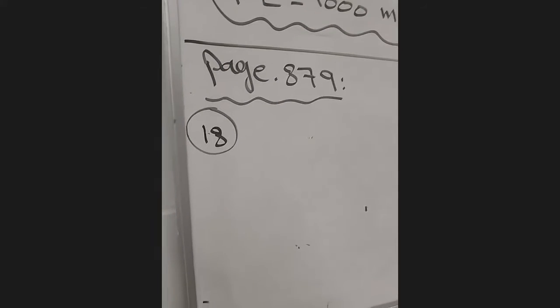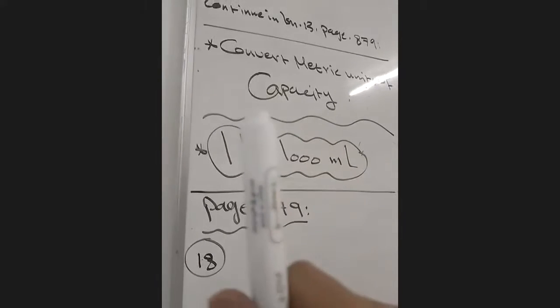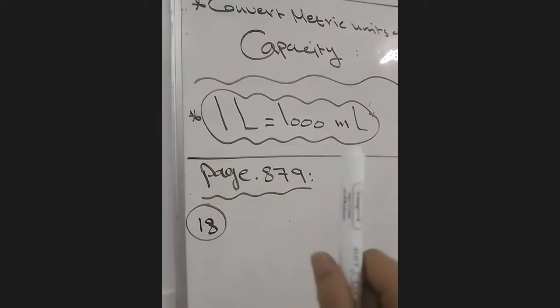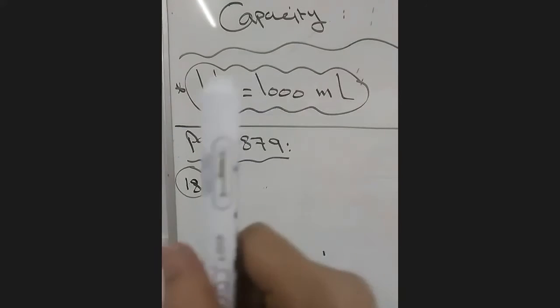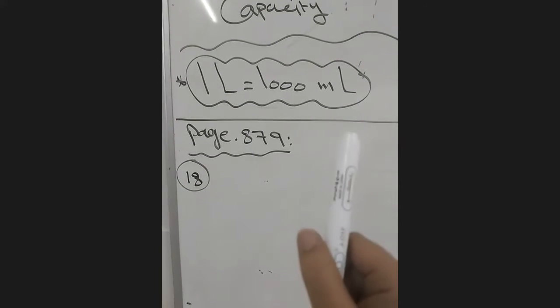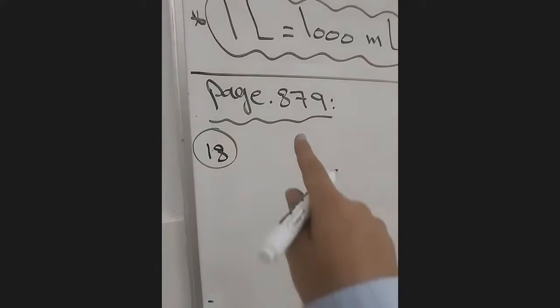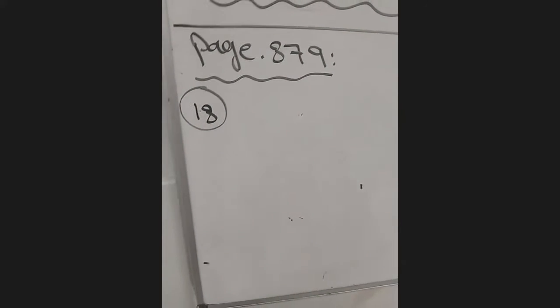Okay, guys. So again, as we said, today we'll continue in lesson 13, convert metric units of capacity. Yesterday we said that 1 liter equals 1,000 milliliters. So if we want to turn from liter to milliliter, you multiply by 1,000, and from milliliter to liter, you divide by 1,000. Yesterday also, we did exercises on page 879, and we stopped at question 18.